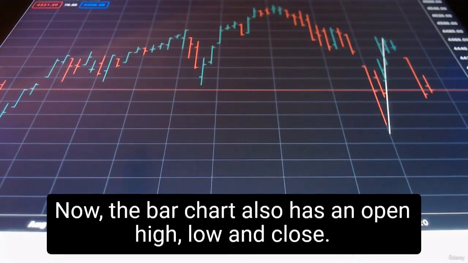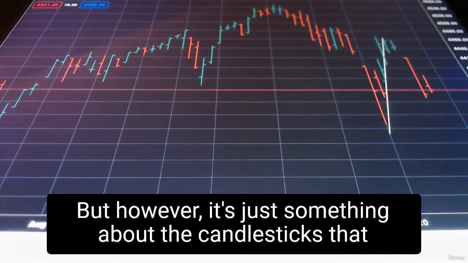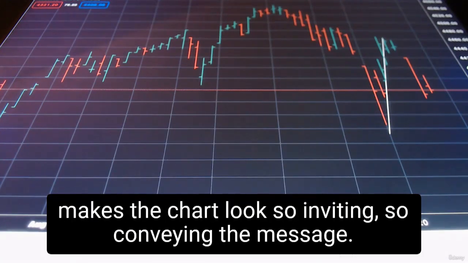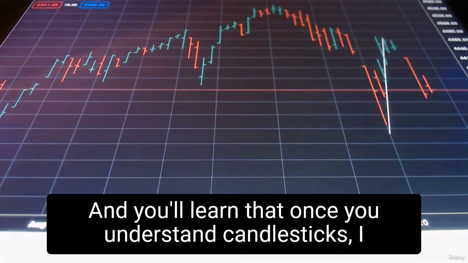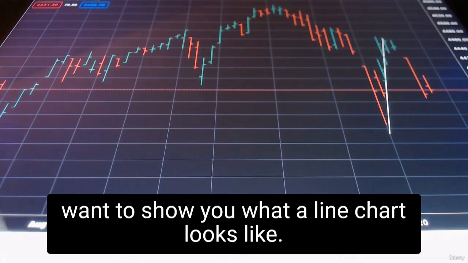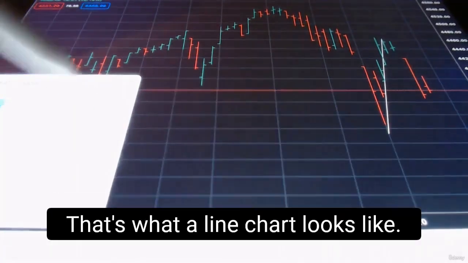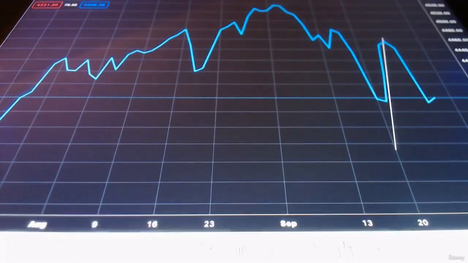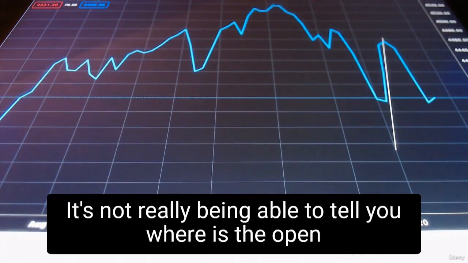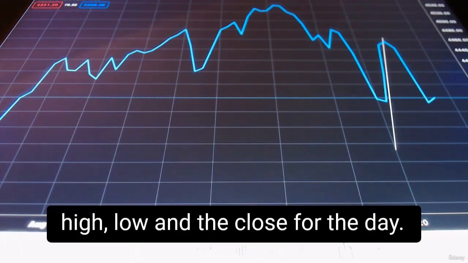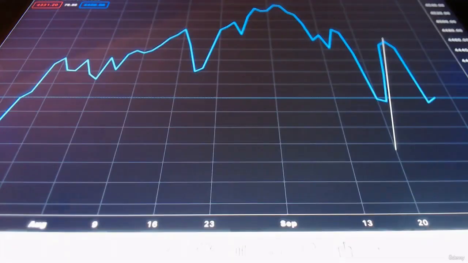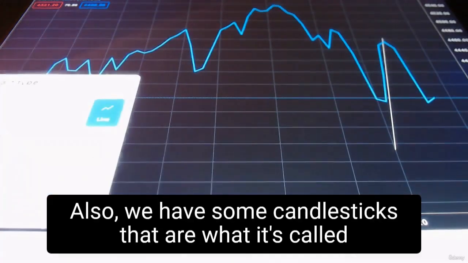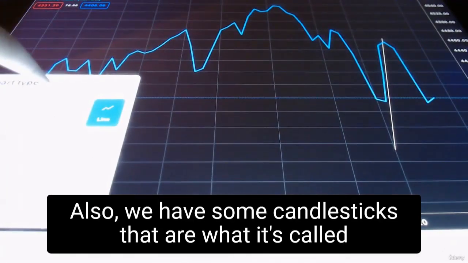Now the bar chart also has an open, high, low, and close, but there's just something about candlesticks that makes the chart look so inviting and so good at conveying the message. You'll learn that once you understand candlesticks. Now I want to show you what a line chart looks like. That's what a line chart looks like. It's not really able to tell you where the open, high, low, and close for the day are.